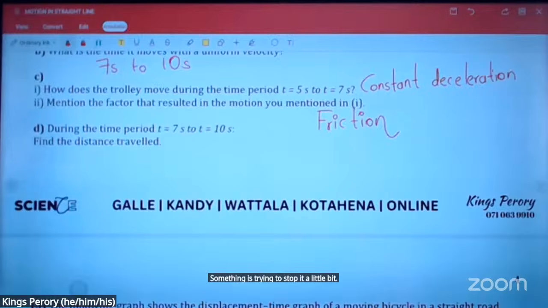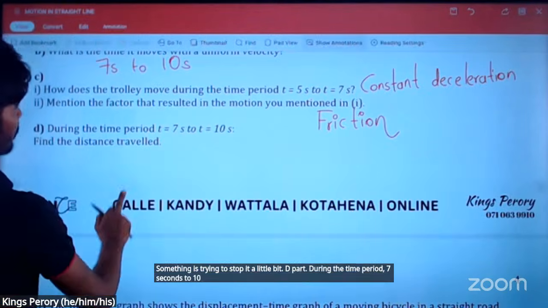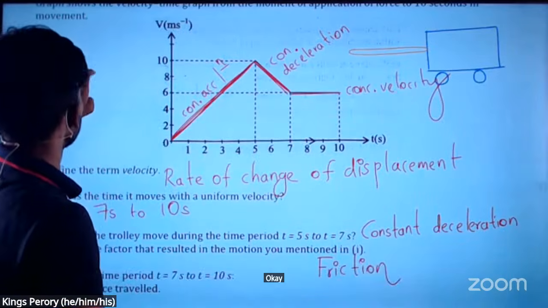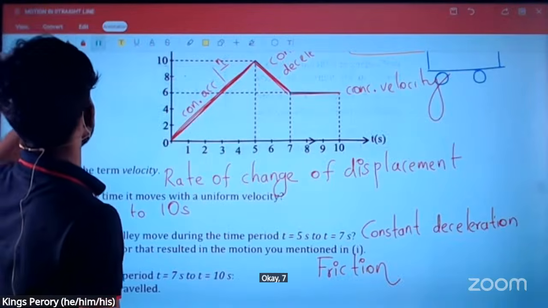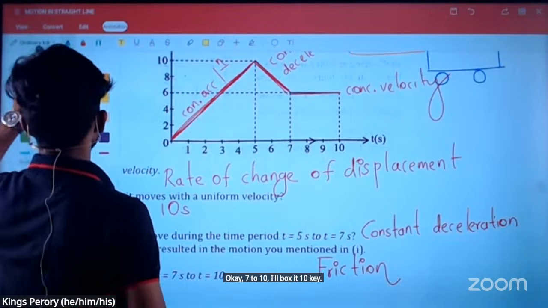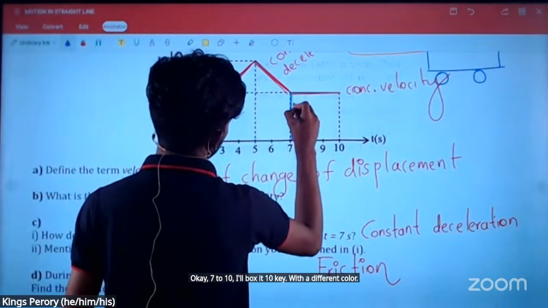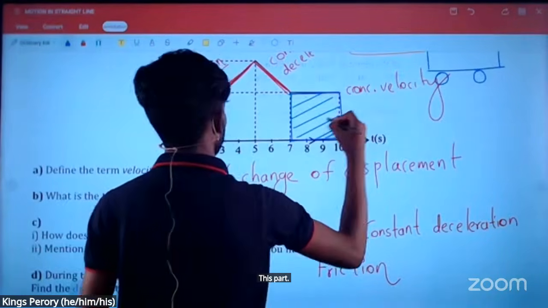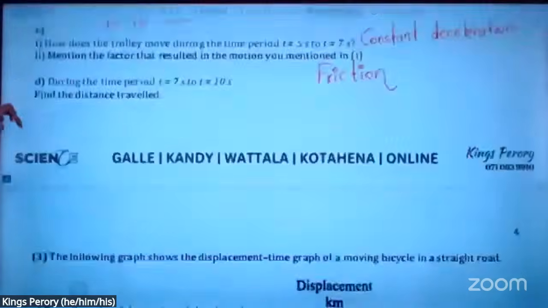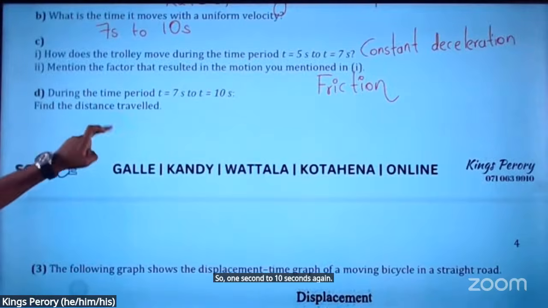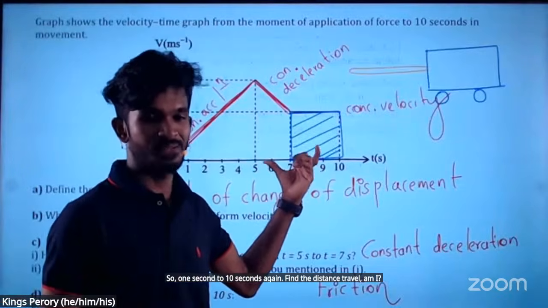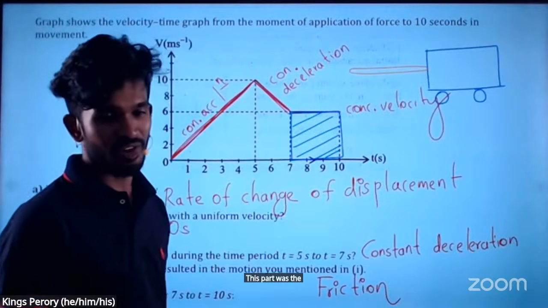D part. During the time period 7 seconds to 10 seconds. 7 to 10 is this part. I'll box it with a different color. Find the distance traveled in this part. What's the distance? How to find?